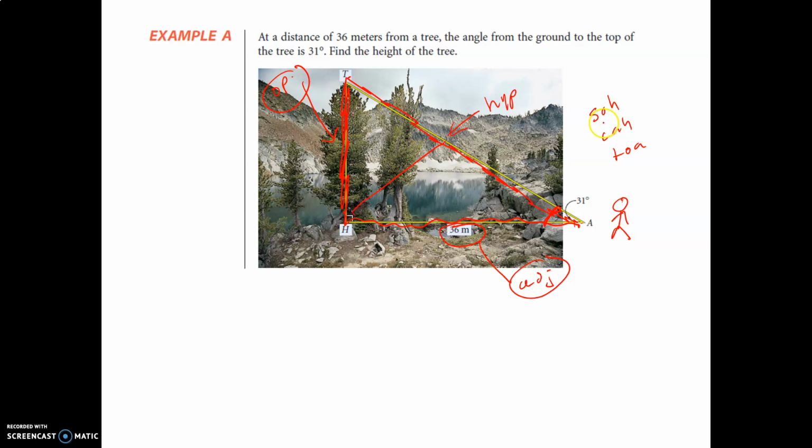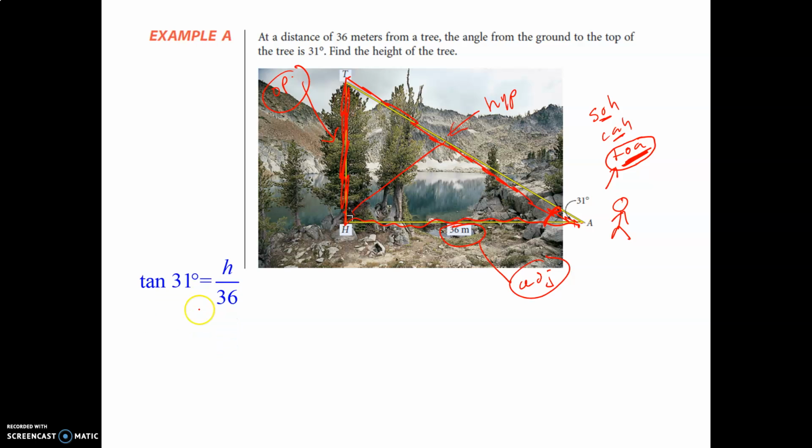So I find the one that has opposites and adjacents in it. This one has opposites and adjacents. This one only has opposite. This one only has adjacent. This one has them both. So that tells me I'm going to use the tangent.